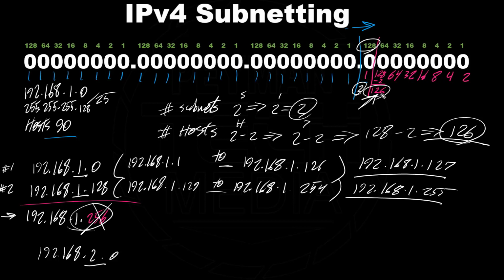Therefore, again, with the CIDR notation of 25, we will have the 255.255.255.128 subnet mask. That's a classless subnet mask. It's not a default subnet mask. We will have two subnets, and each subnet can have a total of 126 available IP addresses per subnet.